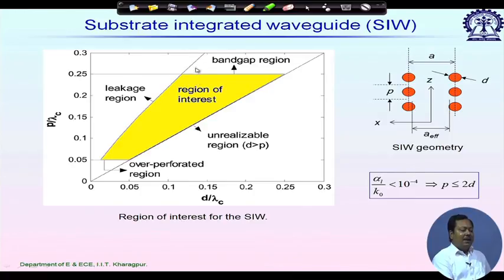Now we have a limiting factor again, which is coming due to the band gap effect. You remember P should be less than lambda by 4 at the upper edge of my band of operation. So this upper region is limited by the band gap region. Similarly, we defined one lower region. It represents the over perforated region, because if we drill too many vias, it will become fragile, so it is not mechanically rigid. To avoid that, we are defining one more forbidden region. As a result, you can choose any D and P value to realize your SIW structure. The solution you should take from this yellow part only.